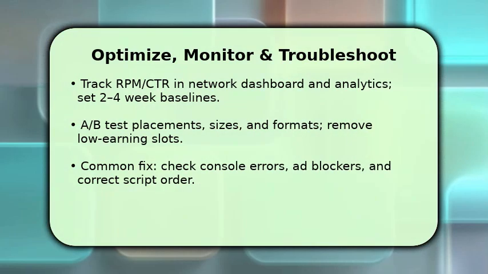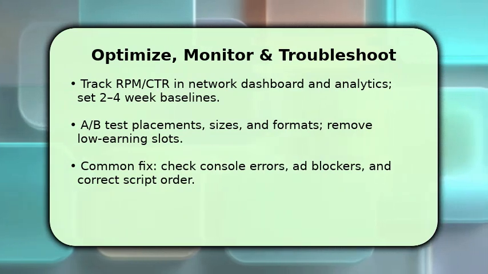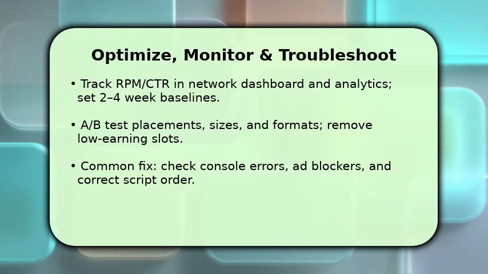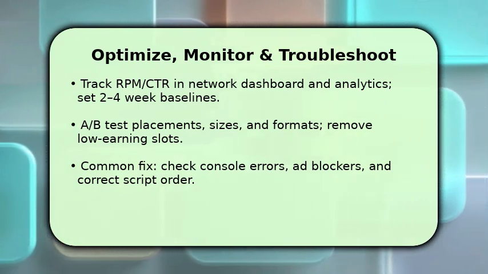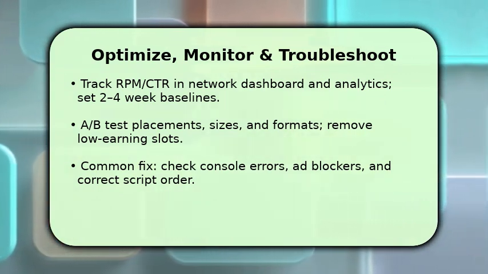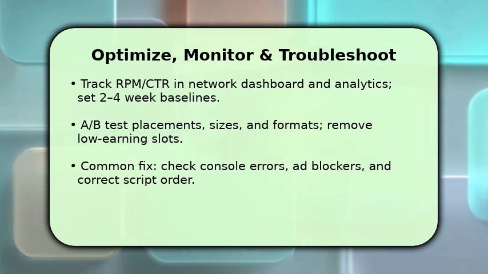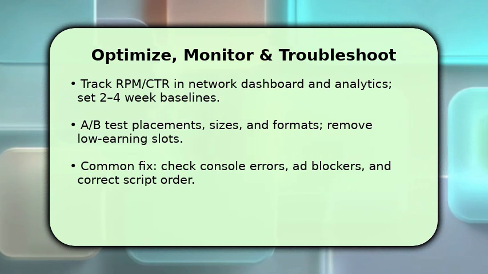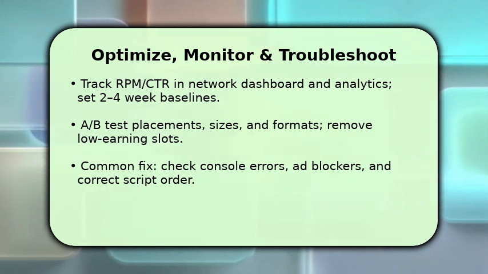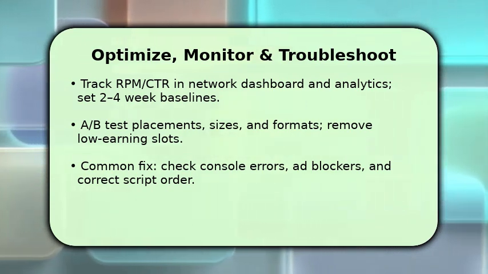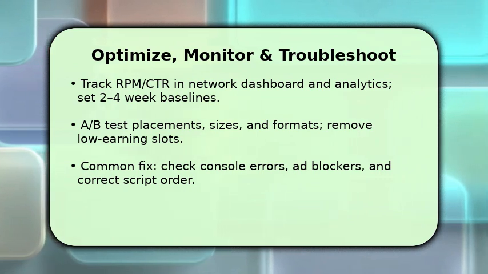regions. Finish by monitoring earnings and user metrics to know what works. You'll want a 2 to 4 week baseline to judge changes. Then iterate. A/B test placement, size, and sticky versus inline formats to improve RPM and CTR. Once confident, tweak frequency caps and partner settings to increase yield.